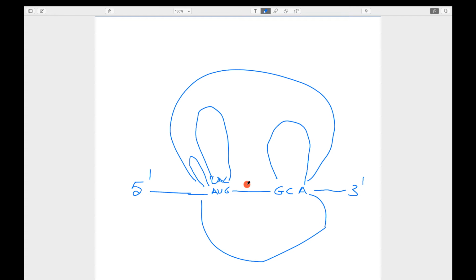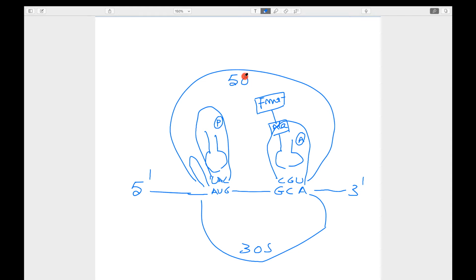Then what happens here? CCU, the anticodon I have written. Here you see the entire polypeptide, with alanine and formyl methionine. This is split and shifted to the A site. This is the A site, this is the P site. This is called deacylated transfer RNA. What does deacylated transfer RNA mean? It means transfer RNA without the amino acid group.